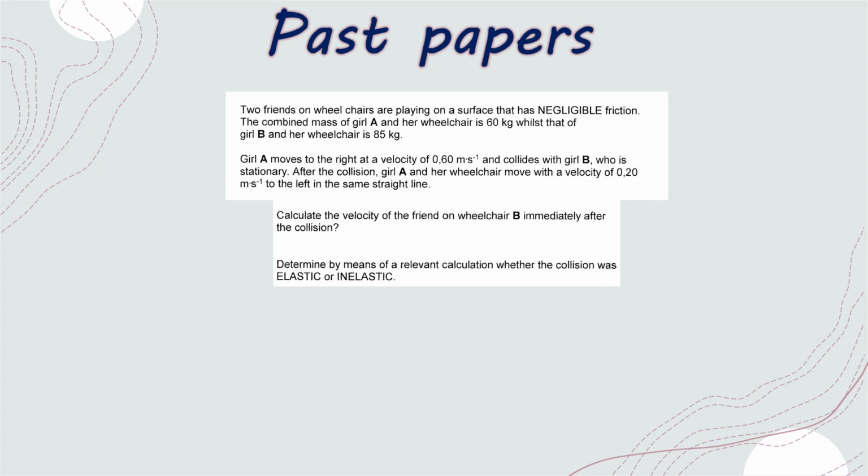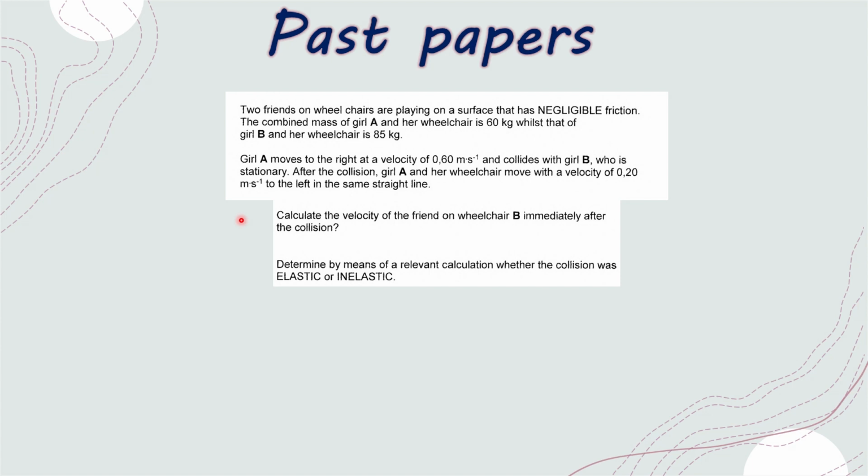The first past paper example reads, two friends on wheelchairs are playing on a surface where friction can be ignored. The combined mass of girl A and her wheelchair is 60 kgs, whilst that of girl B and her wheelchair is 85 kgs. Girl A moves to the right at a velocity of 0,60 and collides with girl B, who is stationary. Stationary means that the velocity is 0. After the collision, girl A and her wheelchair move with a velocity of 0,20 to the left in the same straight line. The first question, calculate the velocity of the friend on wheelchair B immediately after collision.